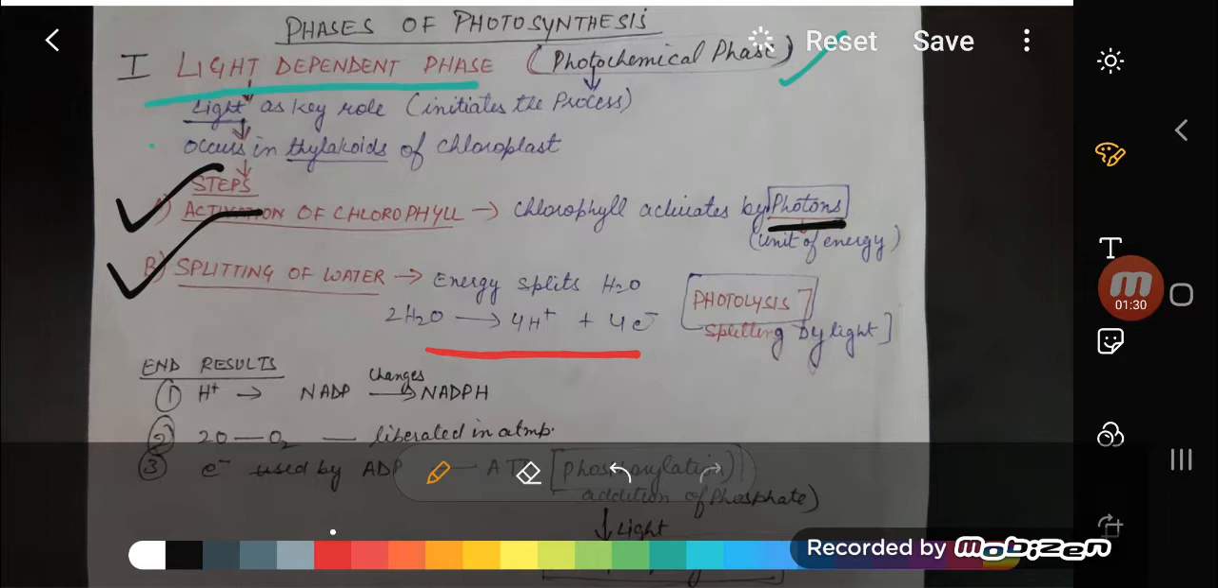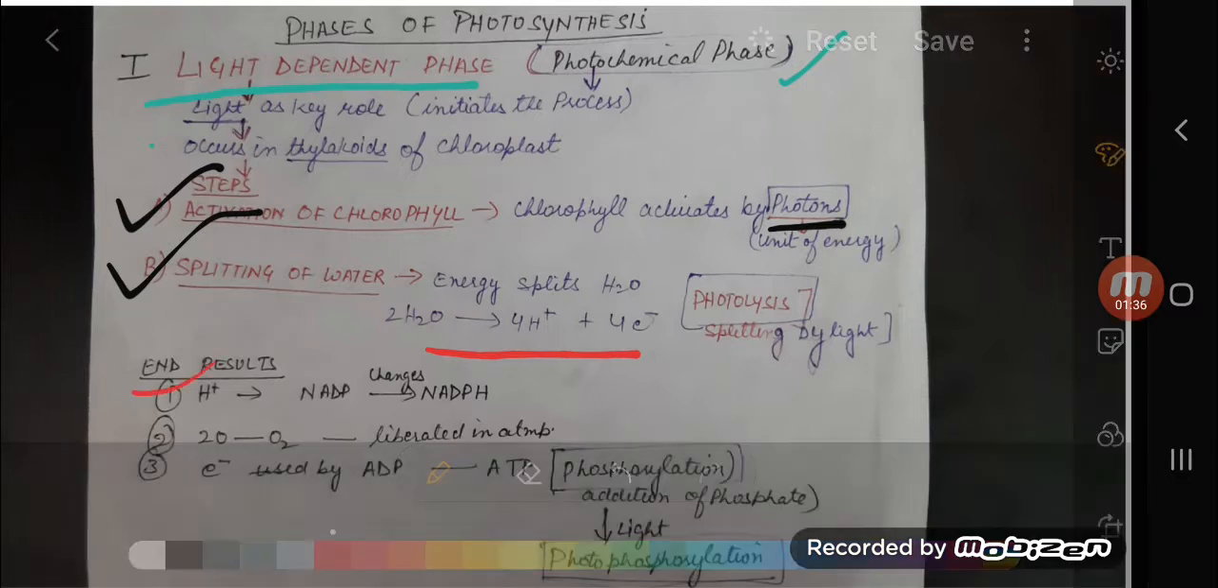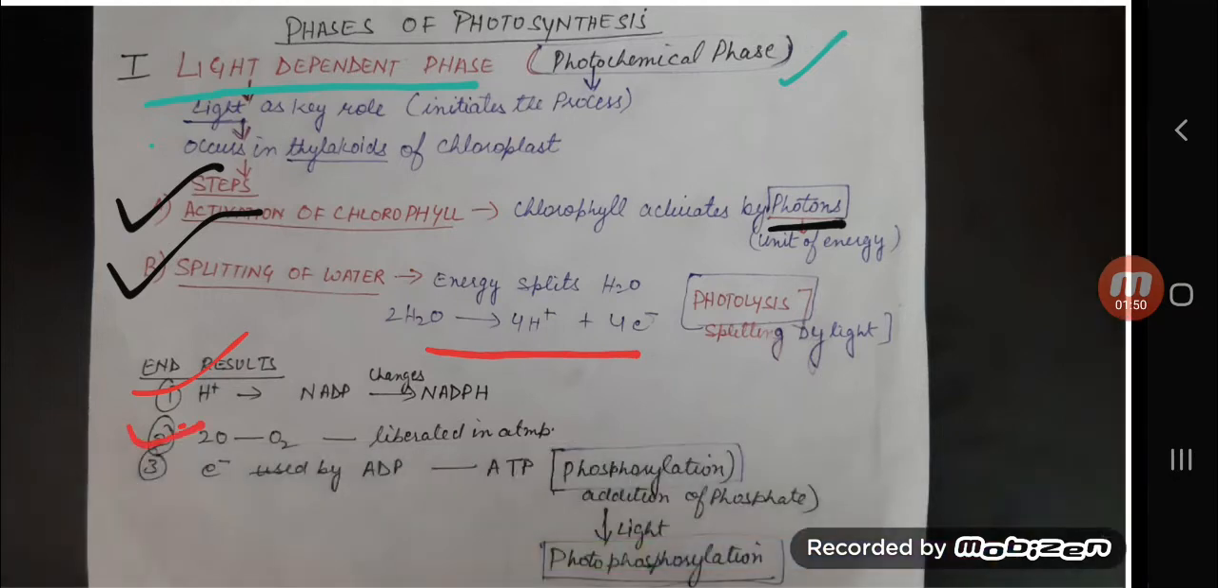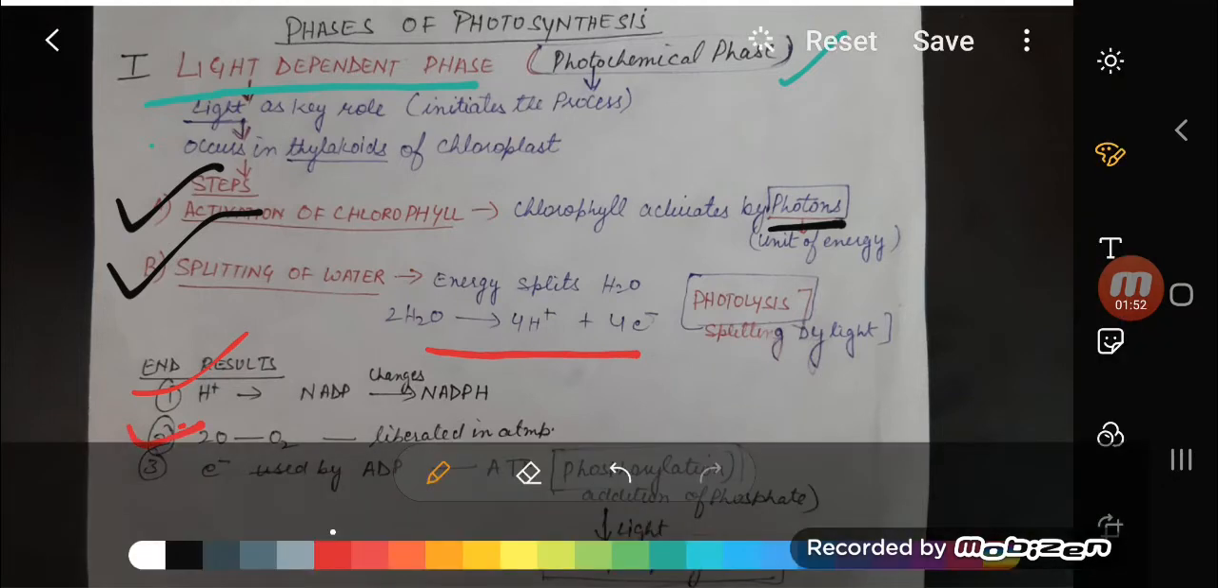Now what happens to the hydrogen ions? Hydrogen ions convert NADP, that is a compound formed in the plants, into NADPH. It combines with NADP to form NADPH. Second component, oxygen, is released in the atmosphere. That is whatever oxygen we are breathing, so that is liberated in the atmosphere.